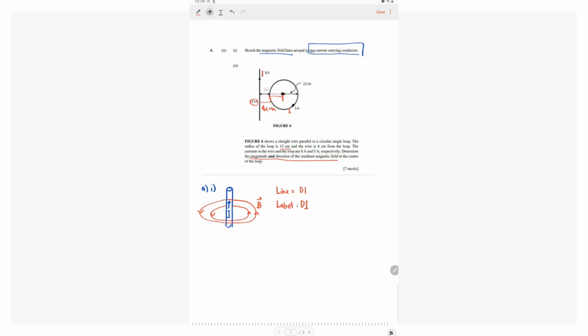Okay, sekarang kita nak cari B dekat center of the loop. Okay, yang pertama sebab kita ada wire kan, kita ada straight wire. Dekat sini ada magnetic field juga. Sebab dia punya I dia ke atas, maka dia punya B dekat sini into the page sebab dia anti-clockwise. Okey, untuk loop pula dekat sini I dia, so kita masih guna right hand grip rule. So dekat sini dia out of page.